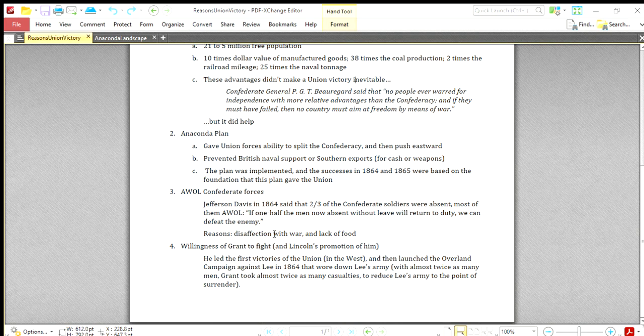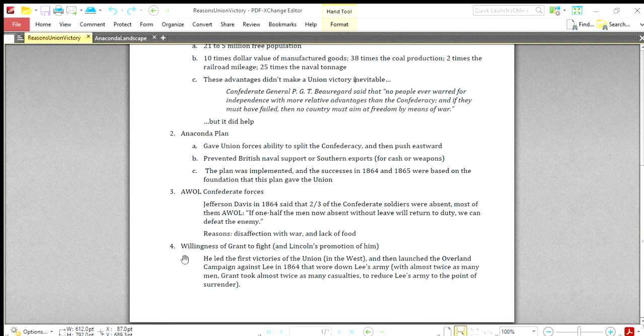Robert Toombs, who for a short while was the Secretary of State for the Confederacy, was condemned by the local Committee of Public Safety in his county for growing cotton and not food. Now, the fourth factor in the Union victory was the willingness of Union General Grant to carry the fight to the enemy. Grant wasn't made Commander-in-Chief of the Union Army until 1864.